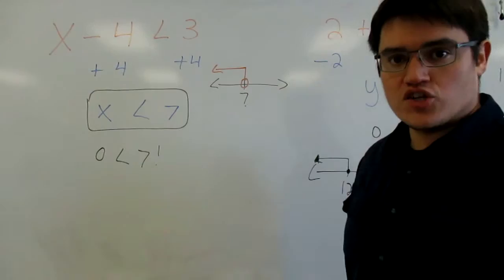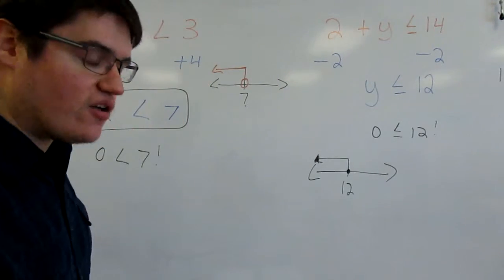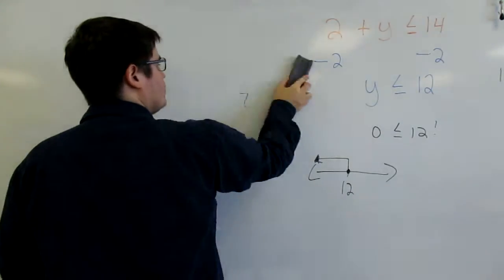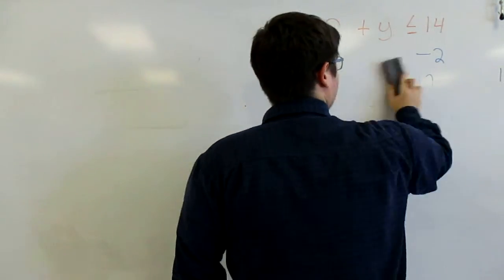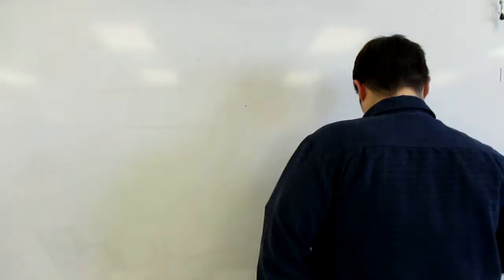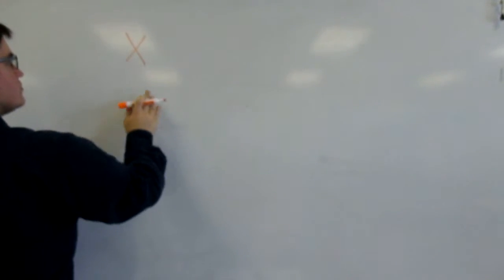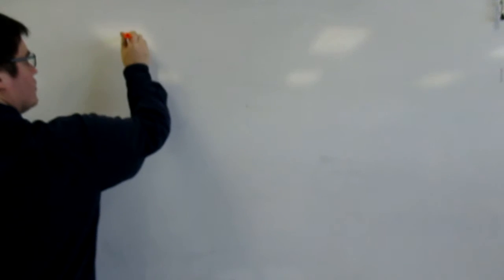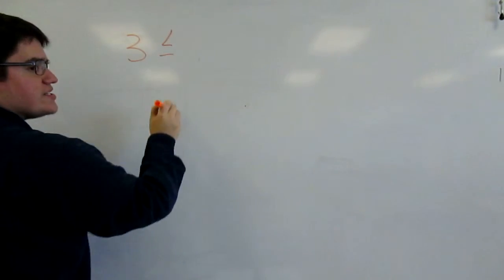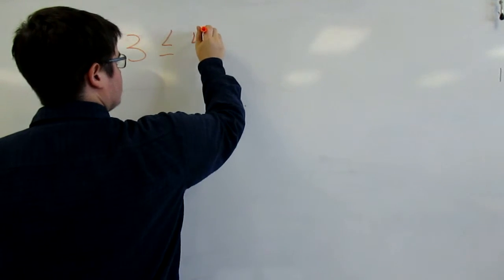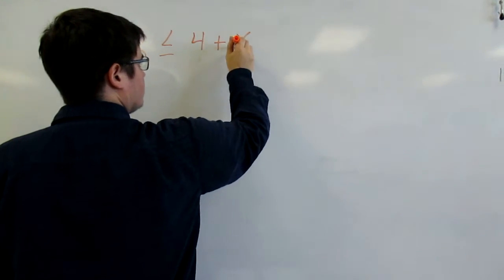Okay, let's try one more. Try it by yourself, and then come back to the video. Let's do our favorite letter in the world, X. Actually, we'll do this. 3 is less than or equal to 4 plus X.